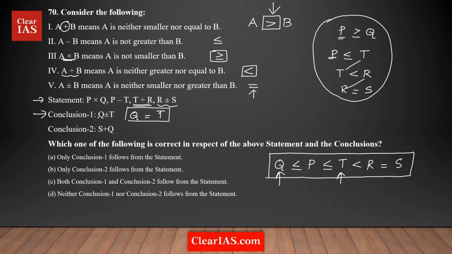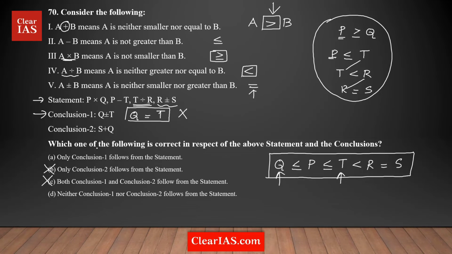So conclusion 1 is wrong. Why? Because it's possible in some scenarios, but we cannot say that it is always possible. A conclusion means we are saying that in all cases Q is equal to T. That you cannot accept. In some cases, yes, it's possible, but we cannot take it as a conclusion. So conclusion 1 is wrong. We can eliminate option B at this stage. Option B says that only conclusion 2 follows the statement. No, that's wrong. And I can also eliminate option C, which means both conclusions 1 and 2 follow the statement.